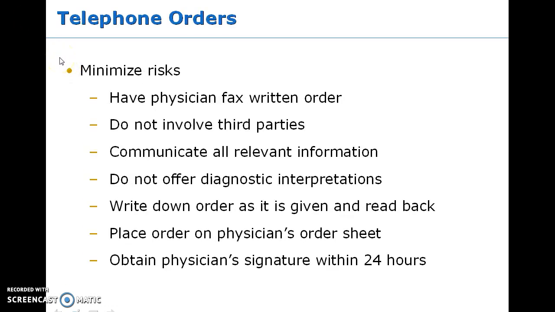In today's time, we do try to avoid telephone orders, but the most important thing as you read this is to make sure that you do a complete read back on the order that the doctor is giving you over the phone, if you're in a situation that still does telephone orders.